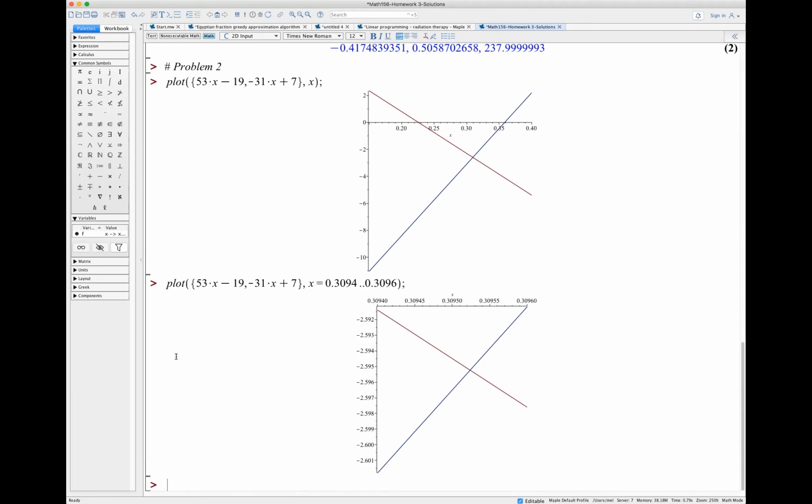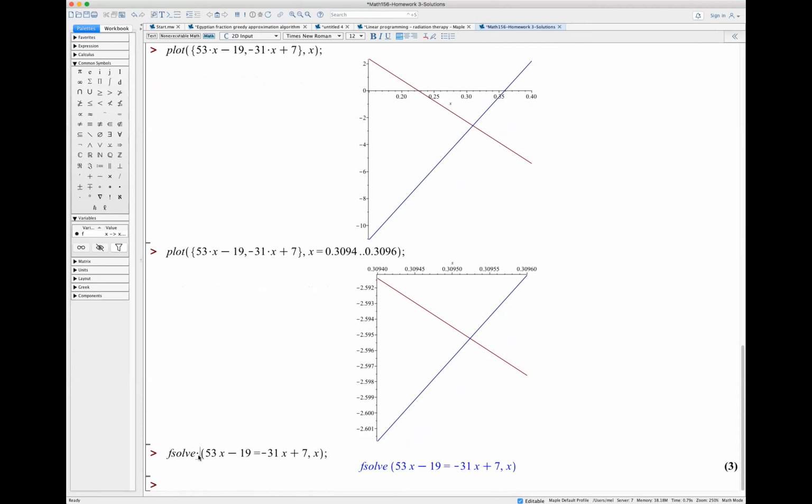What about using fsolve? Oh, actually, and then I also need to find y. So here's my x, and the y is about minus 2.59. So if I just want to find the x, I could just say, so we want to solve for x. There we go. 0.309. That looks like it's about right.